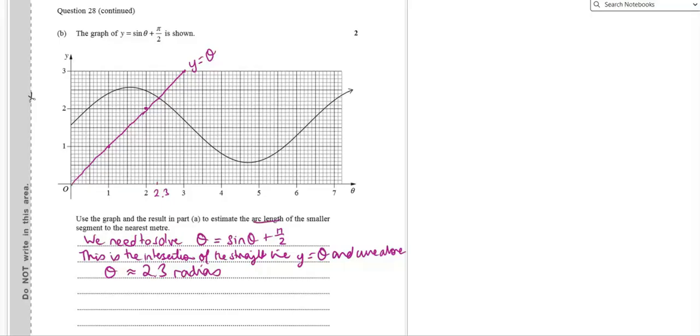Given that, we need to find arc length. L equals theta times r, which is 2.3 times 10. So we get L equals 23 metres, and that's our answer. That's the end of question 28. It's the end of part 9.